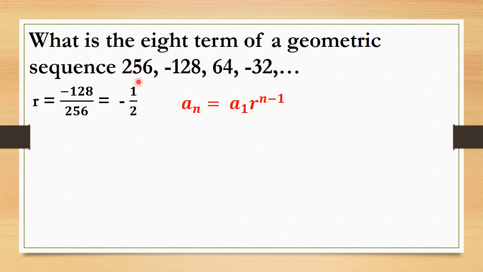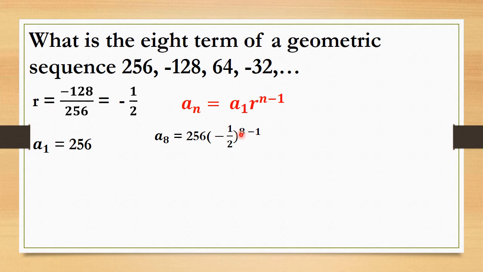Then, yung a sub 1 natin, ang first term, ay 256. Then, we have to find the 8th term. Using the formula, a sub n equals a sub 1 times r raised to n minus 1, substitute. So a sub 8 is equal to 256 times the common ratio, negative 1/2, raised to n minus 1. Yung n natin ay 8, so 8 minus 1, kasi ito yung term na hinahanap natin.